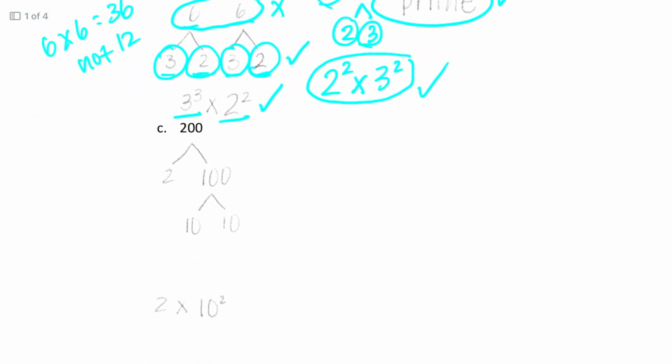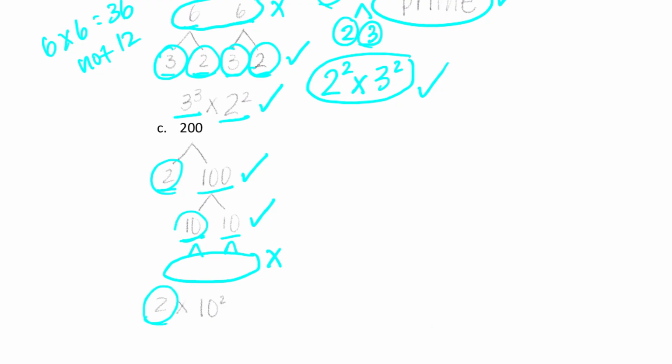Let's look at 200. 200 breaks down into 2 times 100. They did that correctly. 100 breaks down into 10 times 10. That's correct. But this student stopped here when 10 is a composite number, so they should have broken this down even further. So this is where they made their mistake. Let's see if they made any other mistakes before we go on. So they did 2, just a single 2, and we have 10 squared. So they did do this correctly, but let's fix their mistake.